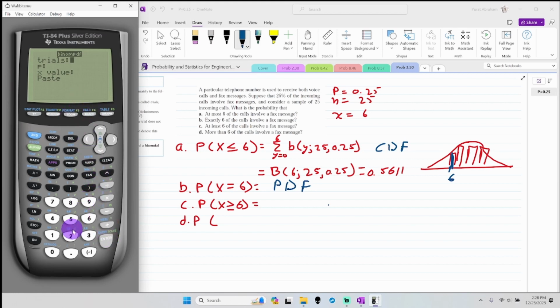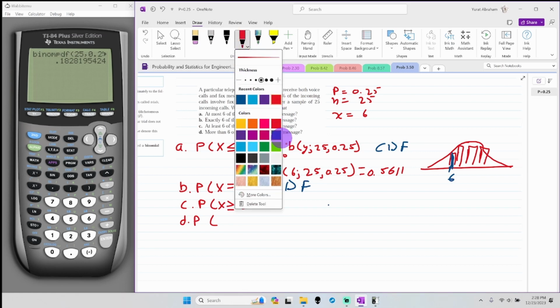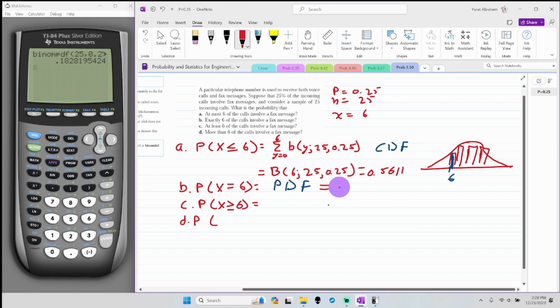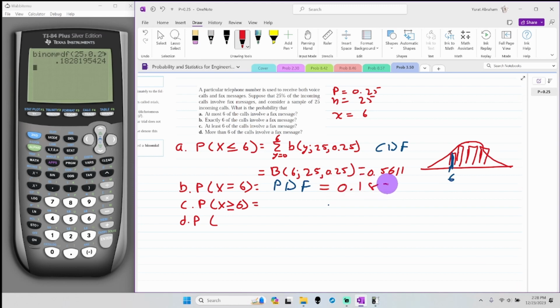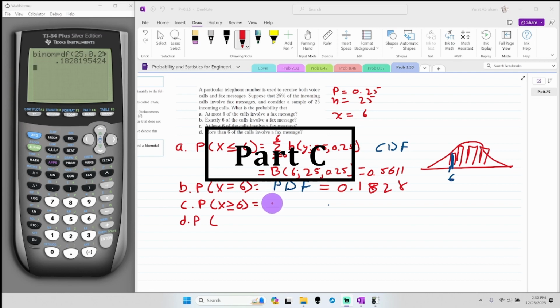Number of trials, we have 25. Probability, 0.25. X value, 6. Enter, enter, enter. So in our case, this will equal 0.1828. Note that I always keep it within 4 decimal places, just to keep it as accurate as possible. Now we're going to go ahead and do letter C.